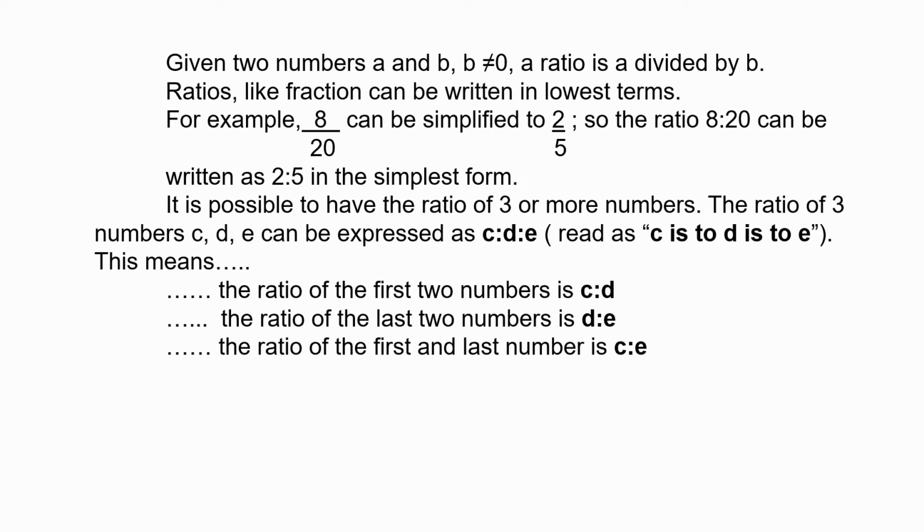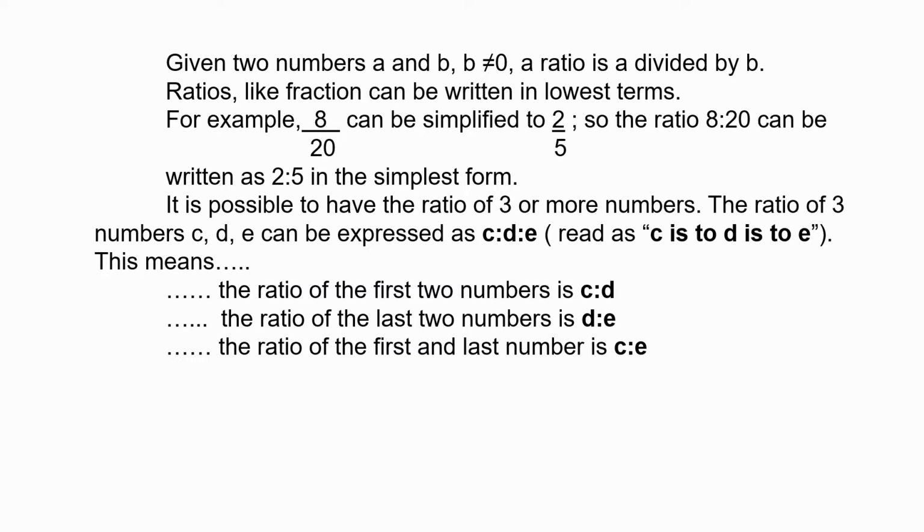For example, we have here 8/20. You can simplify that into 2/5. If we're going to reduce it to lowest term, we are going to divide both the numerator and denominator by its greatest common factor, which is 4. So 8 divided by 4 is 2, and 20 divided by 4 is equal to 5. So the ratio 8:20 can be written as 2:5 in its simplest form.